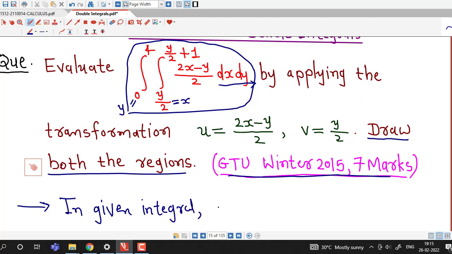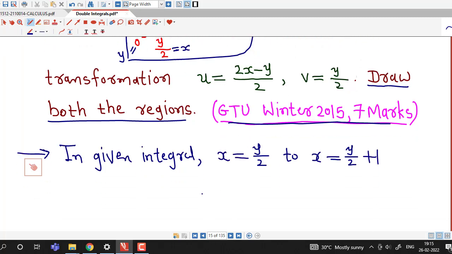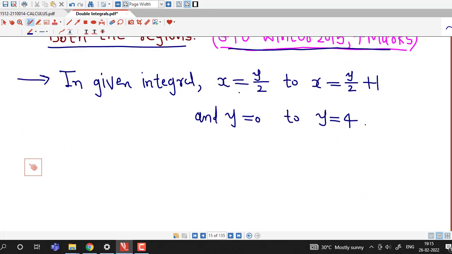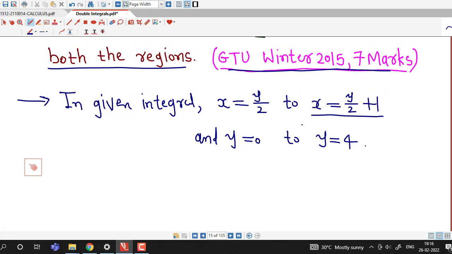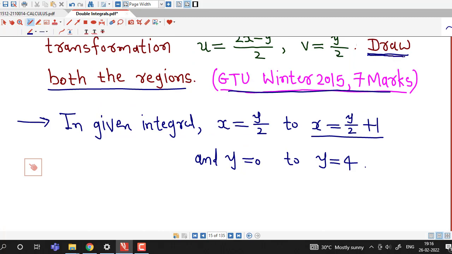we can say that x has limits x equal to y by 2 to x equal to y by 2 plus 1. And limits of y are from 0 to 4. So that means region of integration in xy plane is bounded by these four lines: x equal to y by 2, which is line passing through origin, x equal to y by 2 plus 1, y equal to 0 and y equal to 4. And here it is asked that we have to sketch or draw both the regions.